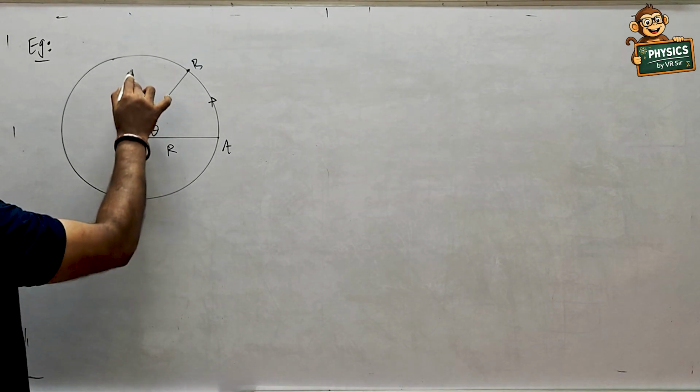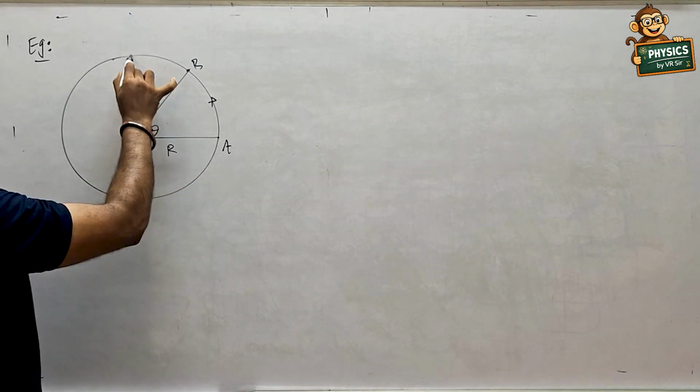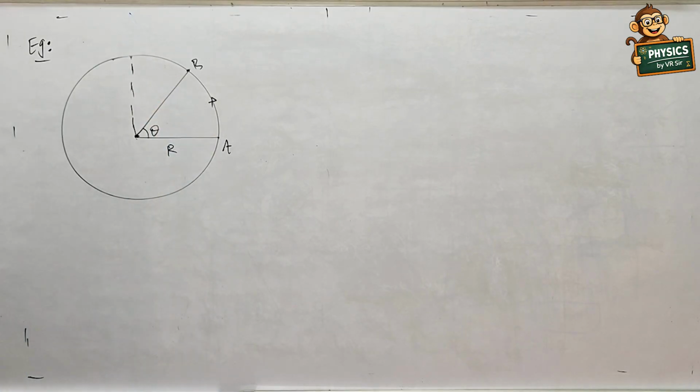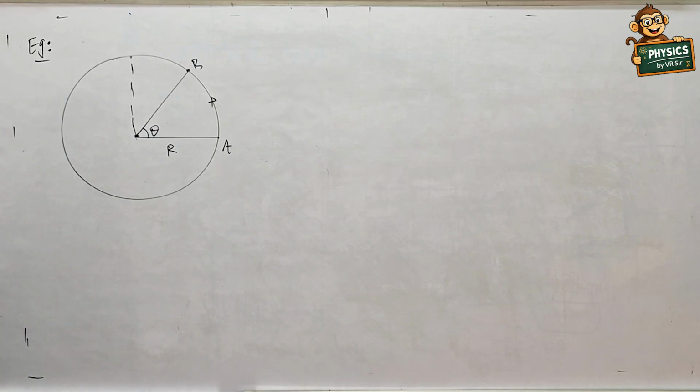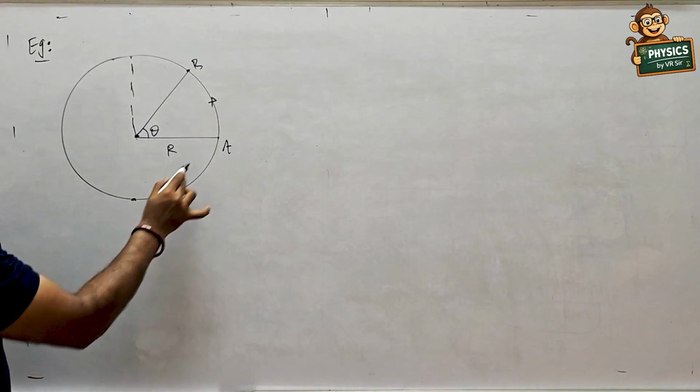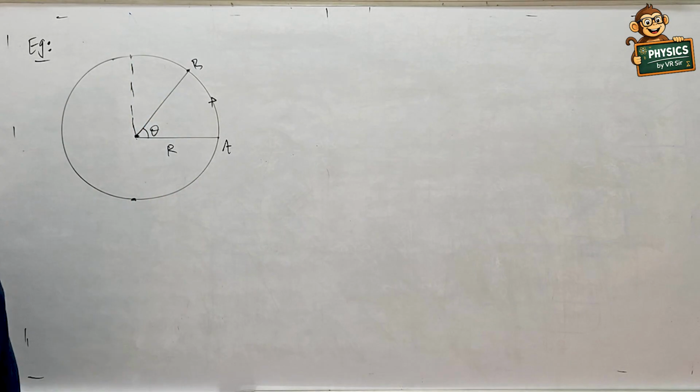Why? Because if you keep theta as 90 degrees, it is going to give you 1/4 of the circle. If theta is 180 degrees, it is going to give you a semicircle. If theta is 270 degrees, it is going to give you the point reached from A, B, C, D. Anyway, how can we solve this?